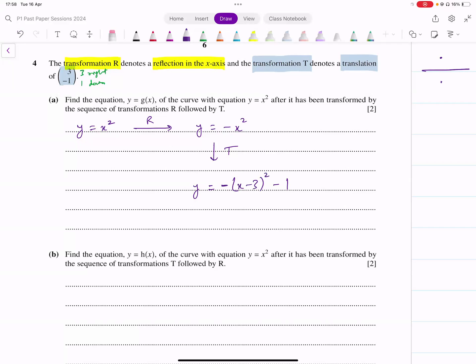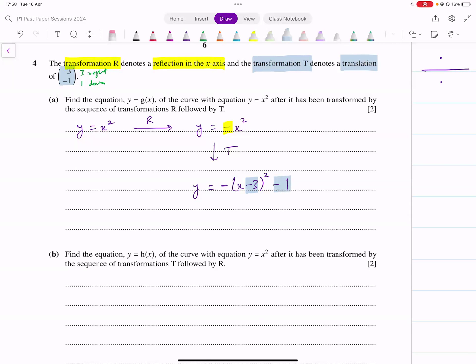So it becomes minus x minus 3 whole squared minus 1. That is the result that you get from this first transformation. Is that okay? So after reflection, you get this negative sign outside. So this is for that reflection. And with translations, you get this minus 3 inside and you get a minus 1 outside.